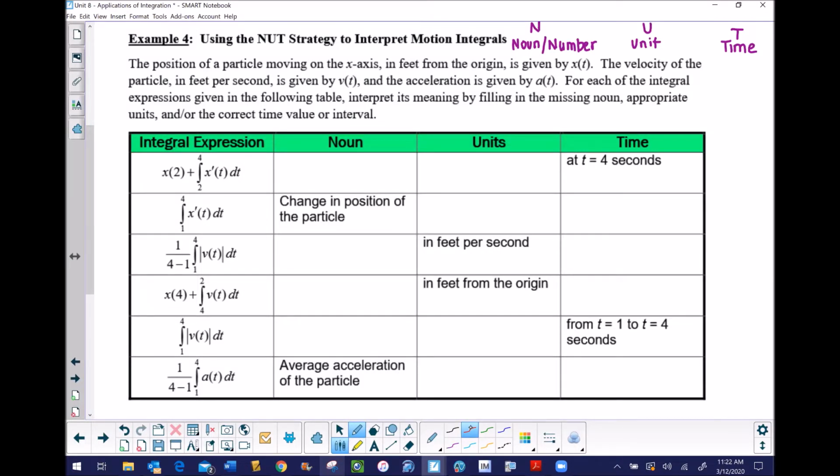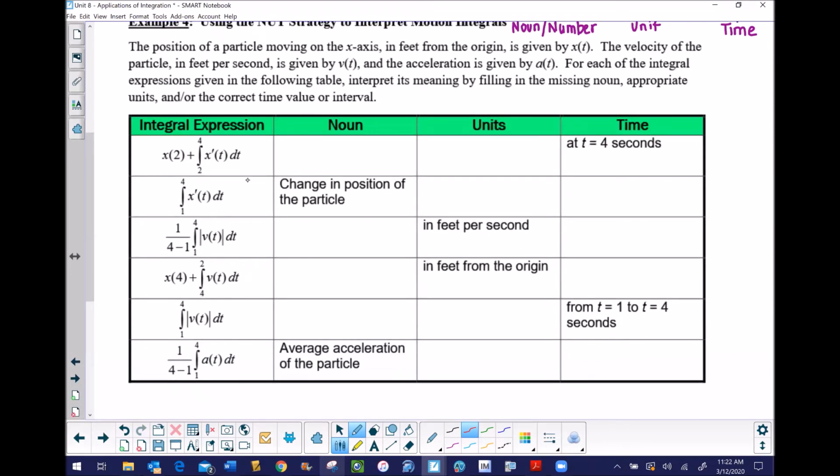So we start right off with the first one, x of t plus the definite integral from 2 to 4 of x prime of t. And at least we know one thing. At the very end, this problem is specifically talking about something that's happening at a specific moment, at t = 4 seconds, which might be surprising to you because typically an integral is defined using a word like from and to. So there must be something that's going on with this problem.